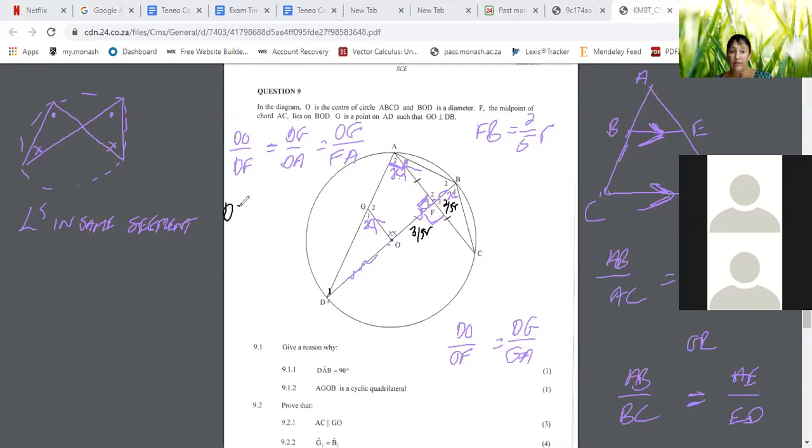Now, what is DO over DF? DO is R, the radius. So it's R over DF, which is R plus 3/5 R. So 1 plus 3/5, that's 8 over 5 R, right? Just double check me. 1 plus 3/5, correct. And then the R's will cancel, and you'll have 1 over 8/5, which is 5 over 8. And it's the same as DG over DA.